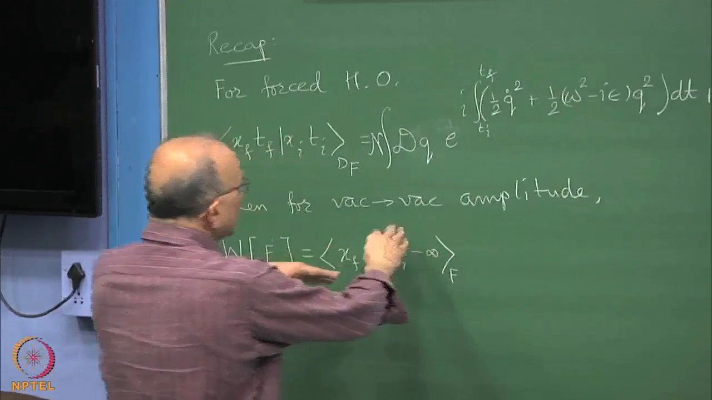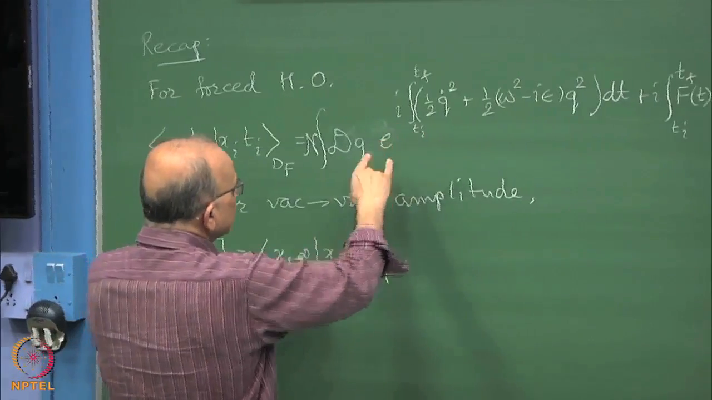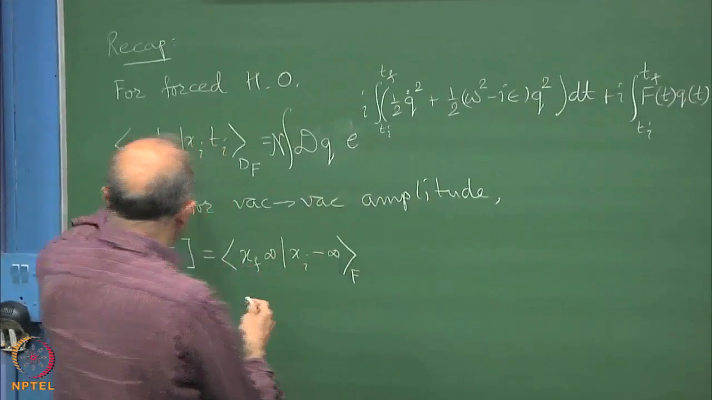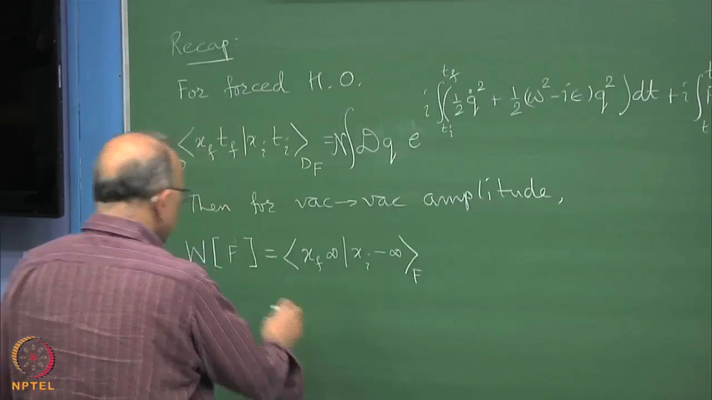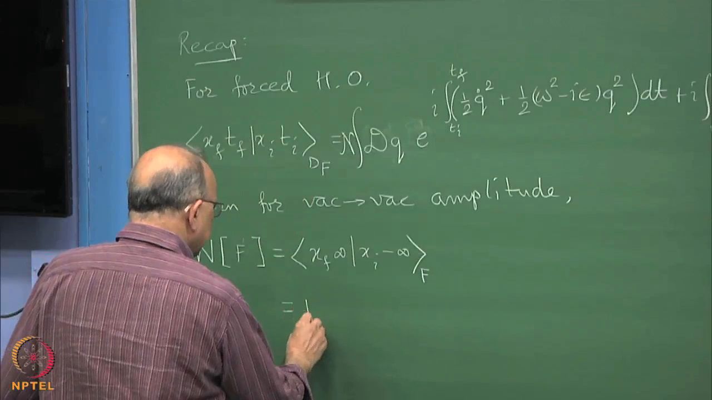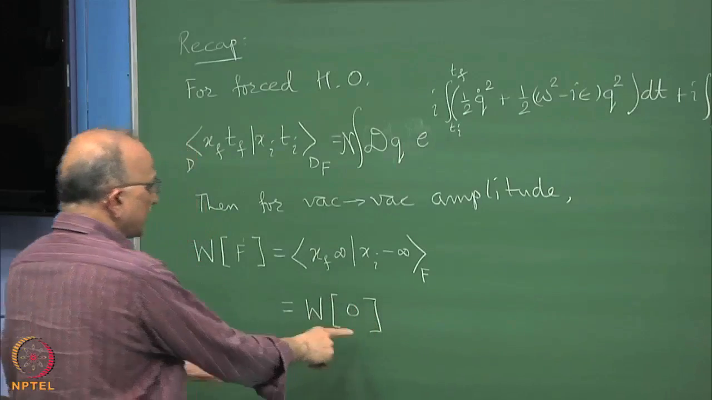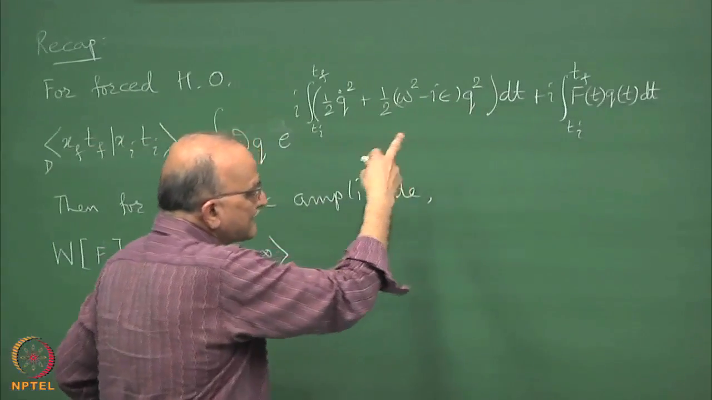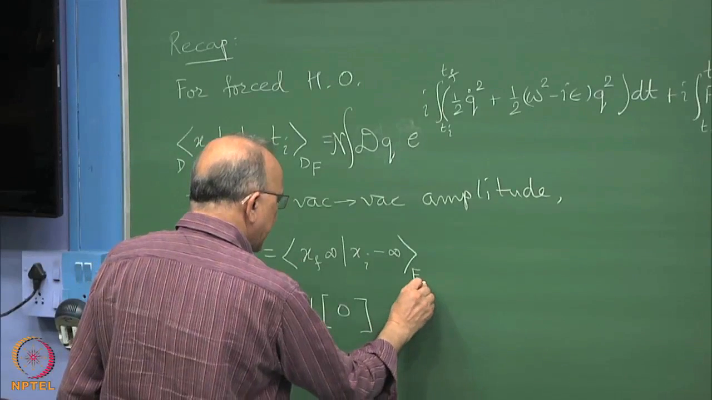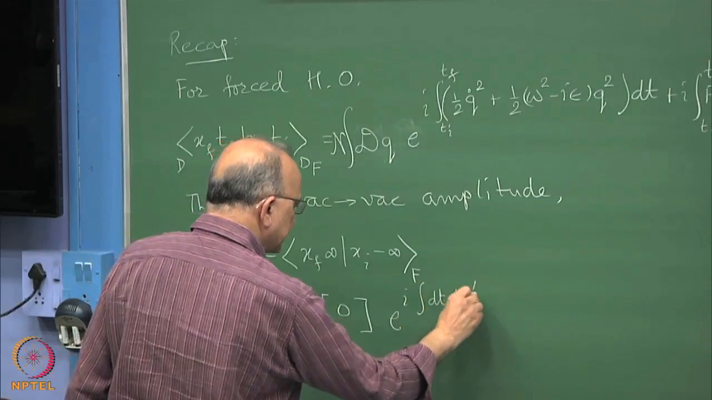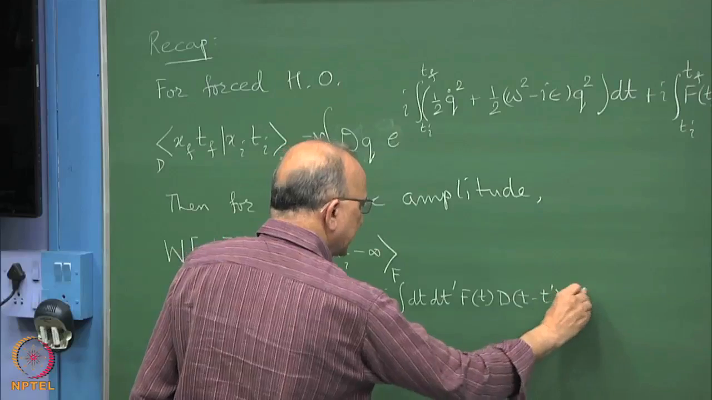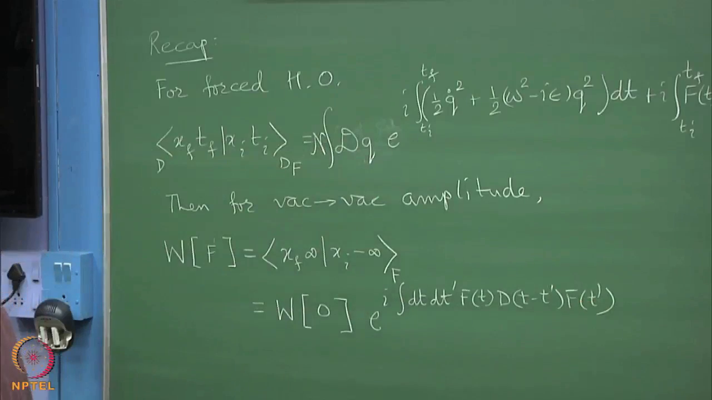as equal to, you know, you have to insert xf infinity xftf and so on. So you can carry this out, advance from any finite time tf to infinity on both sides. So after all of that is done, it becomes W0 times that FDF. So it becomes the same as W you would have obtained with, you know, shifted values of Q, but you just get usual W, but then e raised to I times this integral dt dt prime f of t D of t minus t prime f of t prime, where D becomes the Feynman propagator.